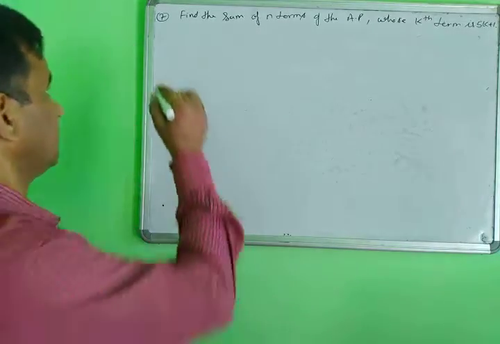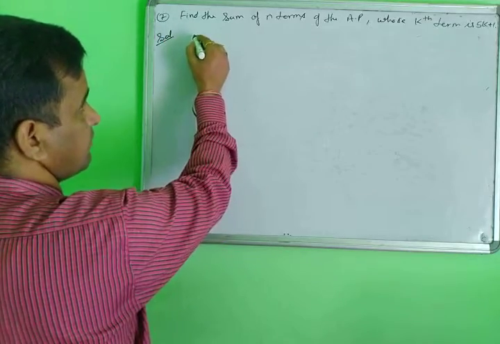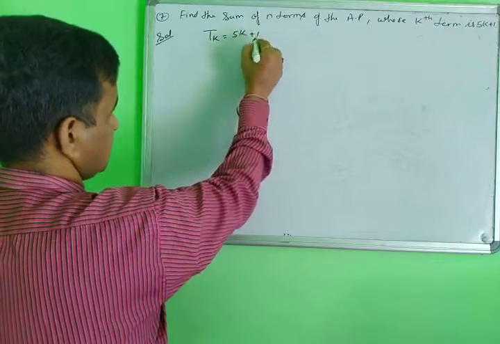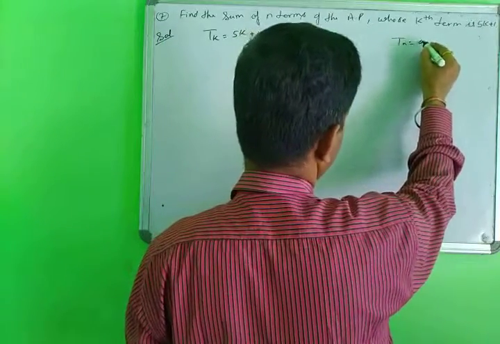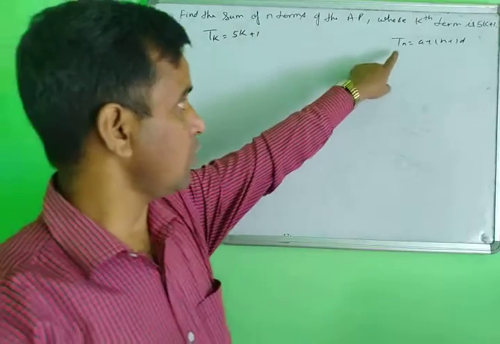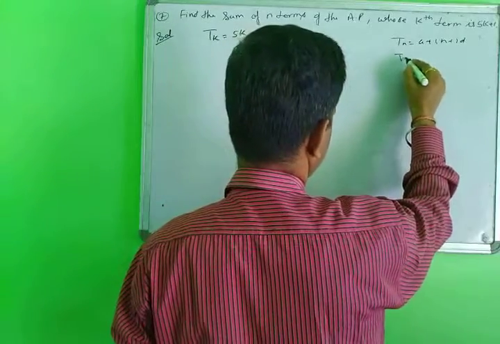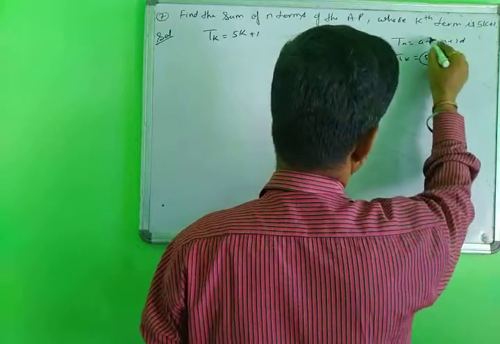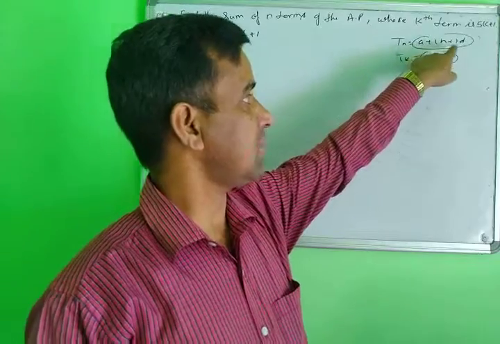Suppose any AP is given here, Tk equal to 5k plus 1. This means the Tn term. What is the value given? The Tn term is a plus n minus 1 d. This is the Tn term, the kth term. The value of the Tk term given here is 5k plus 1. In this place you will put this. The value of Tn is a plus n minus 1 d.